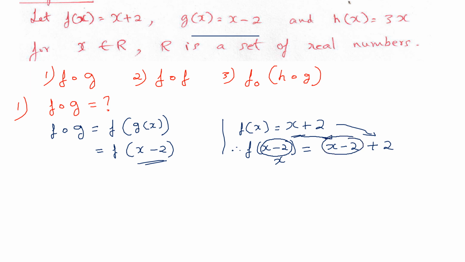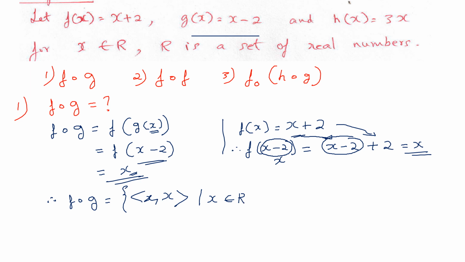So what are we getting here? x minus 2 plus 2 is x. The minus 2 and plus 2 cancel. So f of x minus 2 is x. Therefore, F composition G is, there are no numbers given here. We started from this x and we are ending with this x. So what is to be written? x comma x, for x belonging to R. That's all. So this is F composition G.